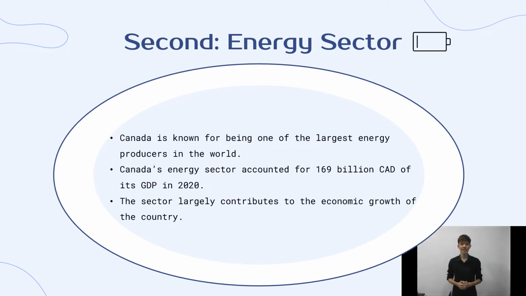The second selected sector is energy. Canada is known for being one of the largest energy producers in the world, with petroleum and natural gas being the main resources for the country. The energy exports contributed more than 100 billion Canadian dollars to its GDP in 2020. As such, the energy sector in Canada contributes largely towards the country's economic growth and boosts our confidence in selecting the sector, as we believe there is room for growth.